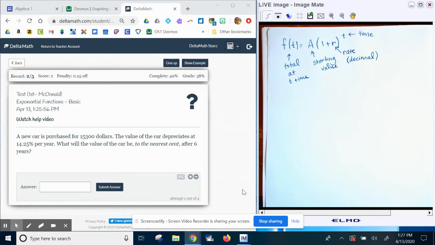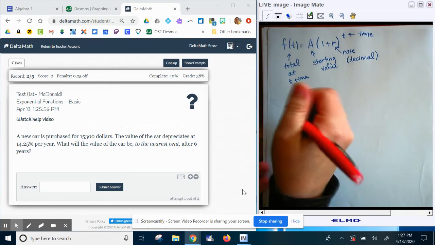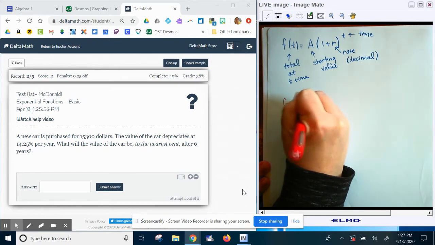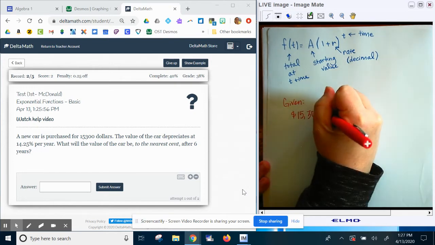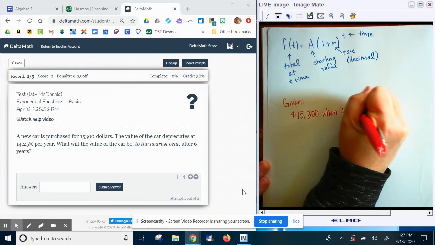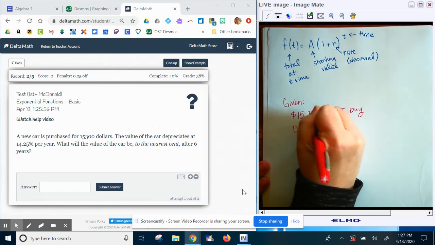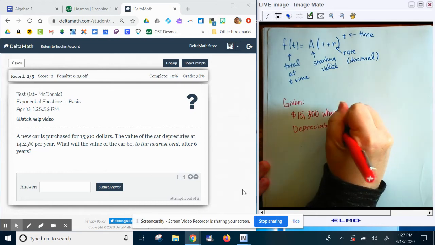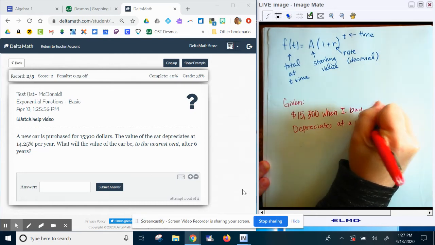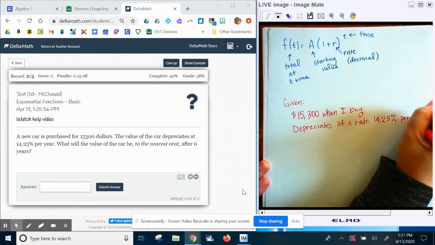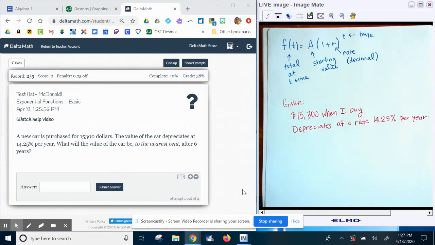Okay, so for this problem, I have some givens. My givens are that the car is $15,300. So I know the car is $15,300 when I buy it. I also know that it depreciates at a rate of 14.25% per year. Okay, so that's all I've got in order to write my equation.